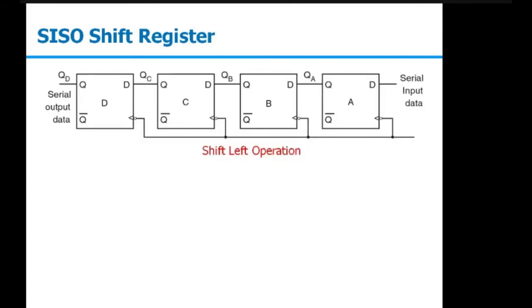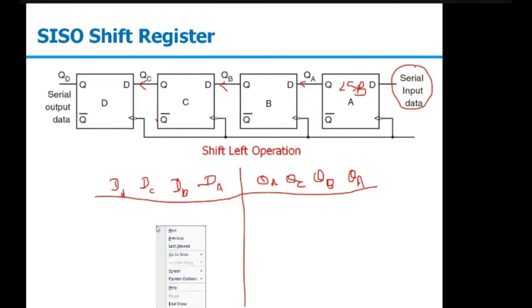If I am talking about the shift left operation, for shift left operation, we will be inserting the data at the LSB side. So this A is my LSB, and we are inserting the data at the LSB side. Then depending on the clock pulse, it will be triggered and it will be shifted left, and then we will be reading it. These are the 4 inputs, DD, DC, DB and DA, and these are the outputs, QD, QC, QB and QA.